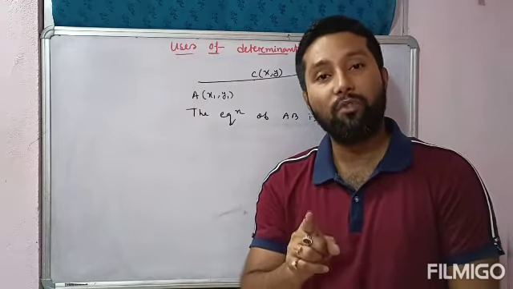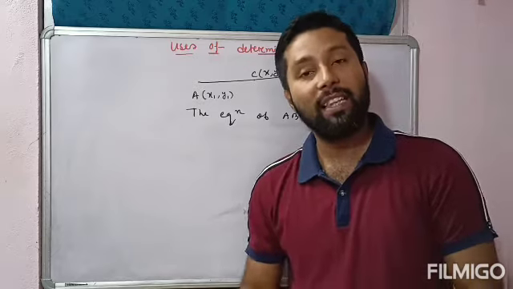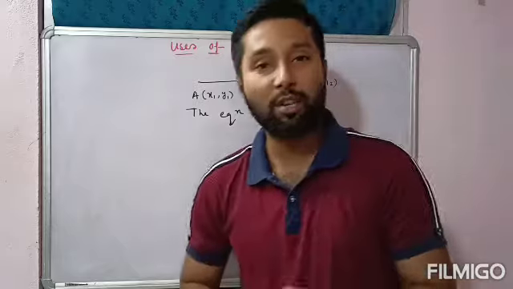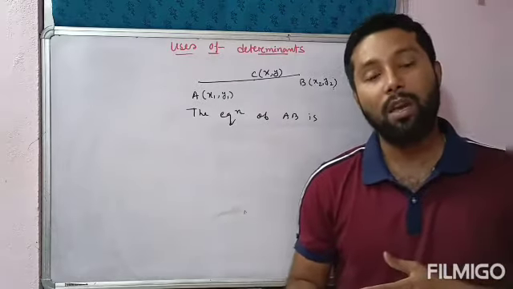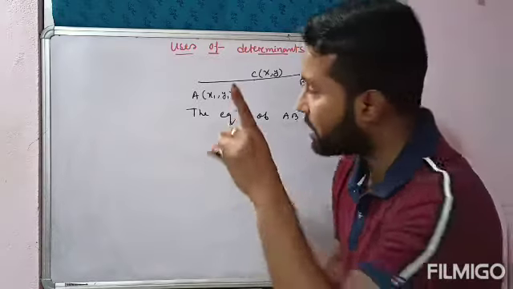Actually, you have to find the equation of AB only. But A and B will be given in the question. The coordinates of A and B will be given in the question. Without any unknown quantity, how can we write the equation? So that's why you have to consider the third point.